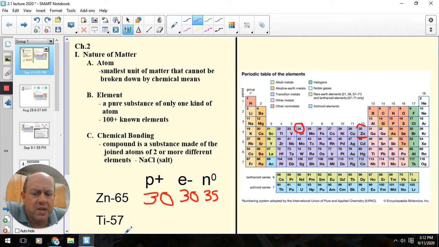Let's try one more. Titanium 57 is our atom. So find titanium. Here's titanium, and we see that it's got an atomic number of 22. That means 22 protons, 22 electrons. And the difference then would be 57 minus 22, so 35 neutrons. And so that is some basic atomic structure.